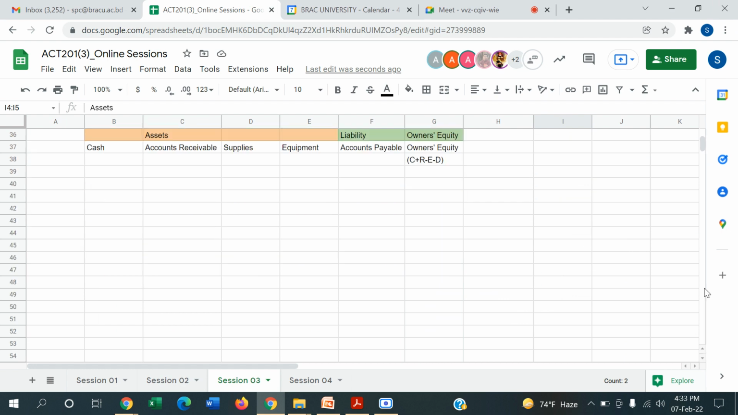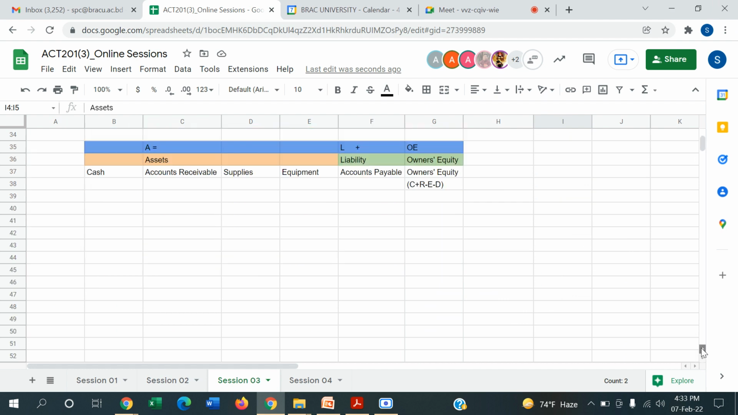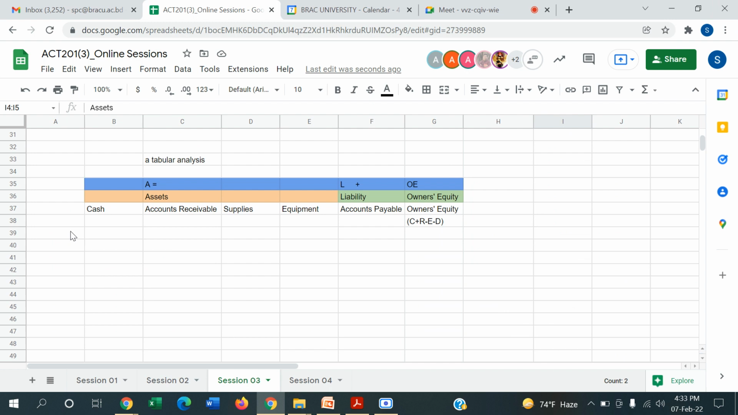Now, whatever we have done so far, we are going to show it directly in this accounting equation. So here we can write it down. It can be a date or the serial number depending on what they have mentioned. And they said that this is a transaction for April.